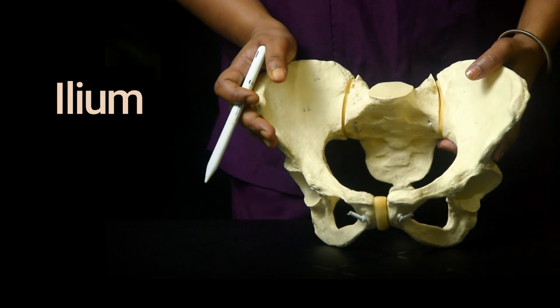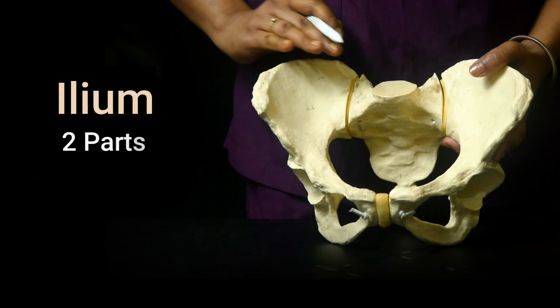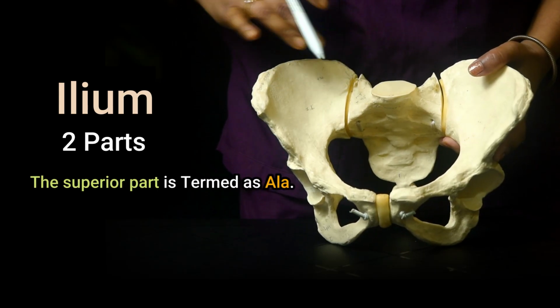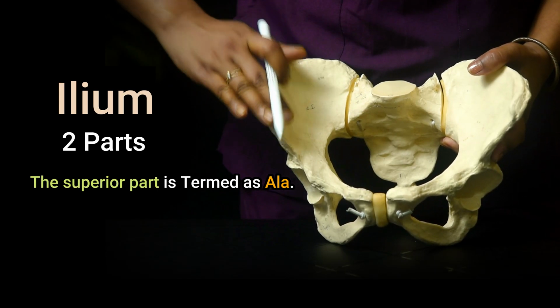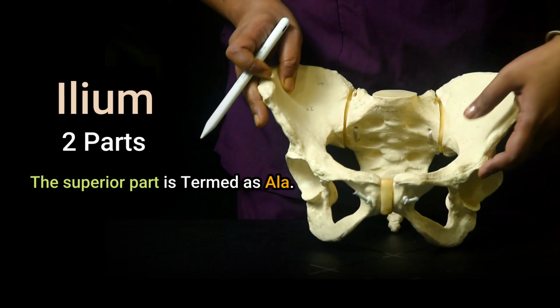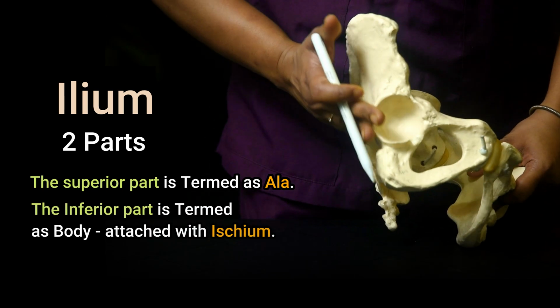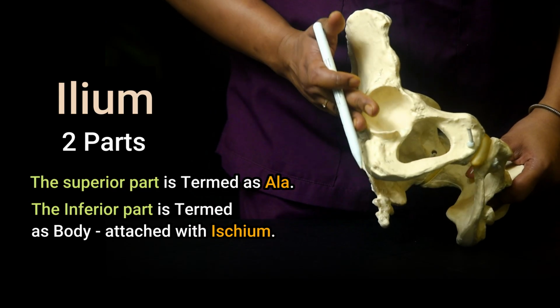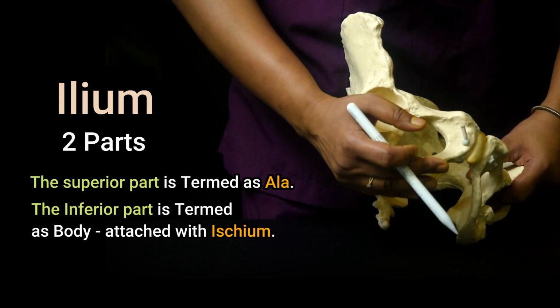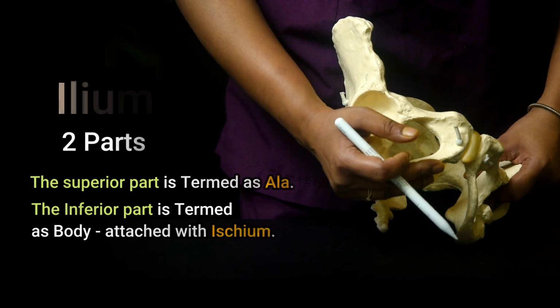And the ilium again has two parts. The superior part forms the ala. And the inferior part, this portion, is known as the body, which is attached with the ischium.